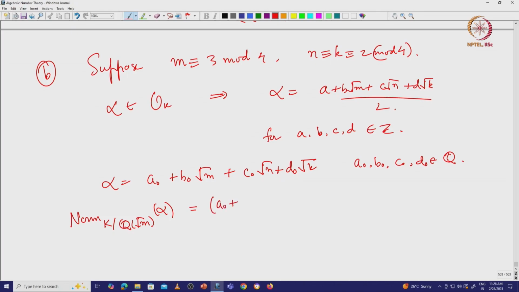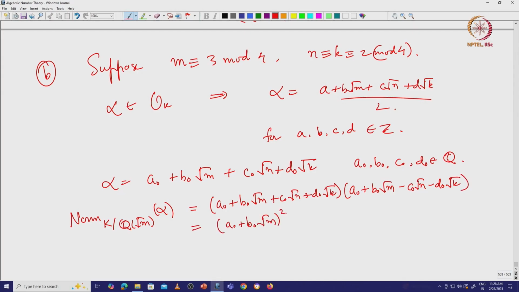So, I get (a0 plus b0 square root of m plus c0 square root of n plus d0 square root of k) times (a0 plus b0 square root of m minus c0 square root of n minus d0 square root of k). And so, this is (a0 plus b0 square root of m) squared minus (c0 square root of n plus d0 square root of k) squared, right. And when you compute this, this should be inside Q(square root of m).